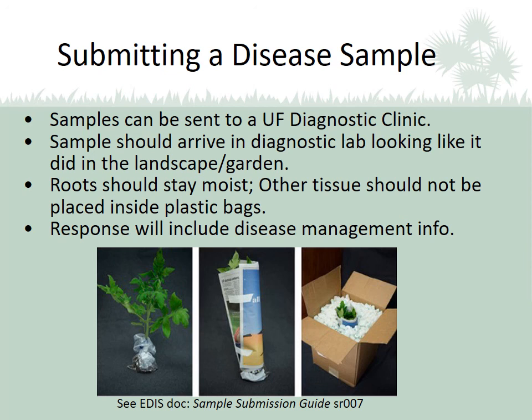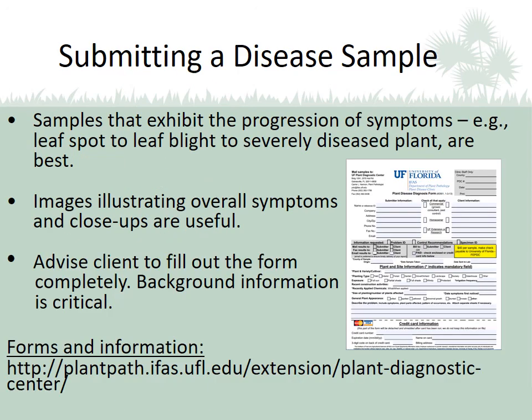So when submitting a disease sample, advise your client to make sure that samples exhibit the progression of symptoms that they are seeing, that they have a leaf spot or leaf blight or a severely diseased plant. Make sure that there is a progression of symptoms exhibited by the samples that they retrieve or collect for analysis. And also make sure that images illustrating the overall symptoms and close-ups of the disease itself on the plant are given to the UF Diagnostic Lab.